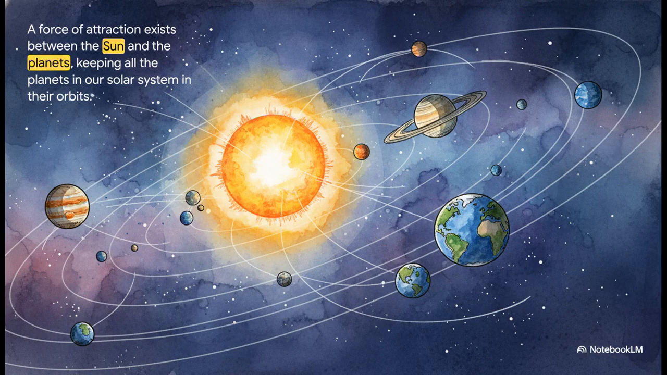So, the big takeaway here is that the rule for the Earth and moon is the same rule for the sun and all of the planets. The sun's incredible gravity is the anchor for our whole solar system, holding Earth, Mars, Jupiter, all of them, in their orbits. The same law applies everywhere.